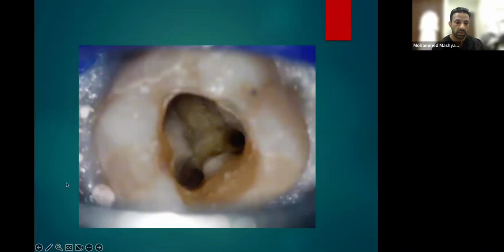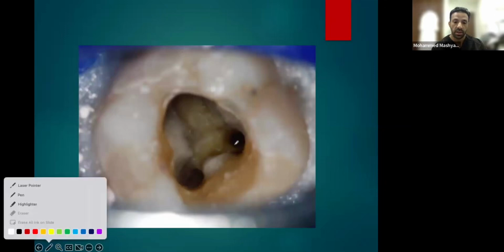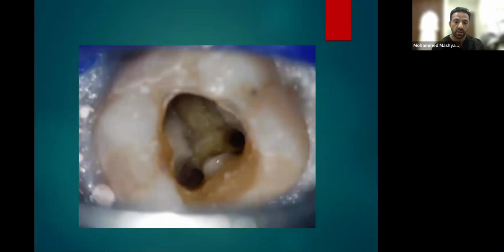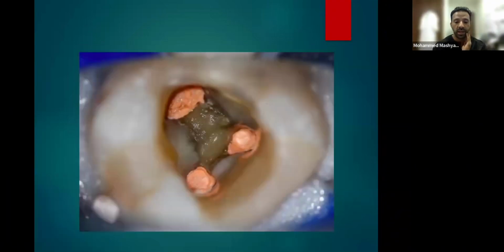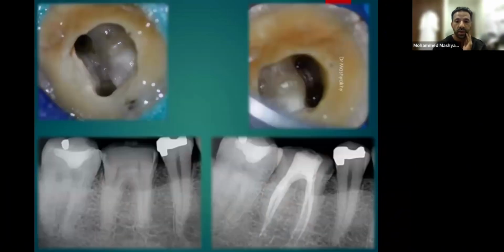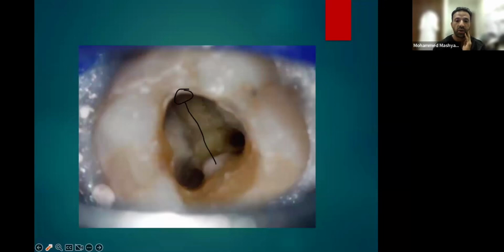So let's see this one. It's one here and one here. So if you draw a line in the middle, you're gonna find the canal in here, okay? And here you can see the obturation. It's another case where we have like 4 canals.